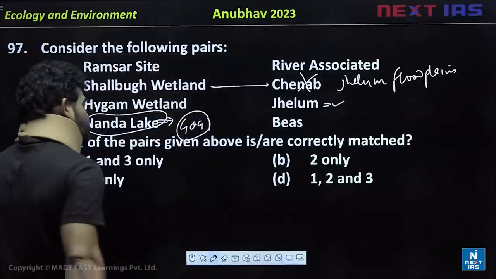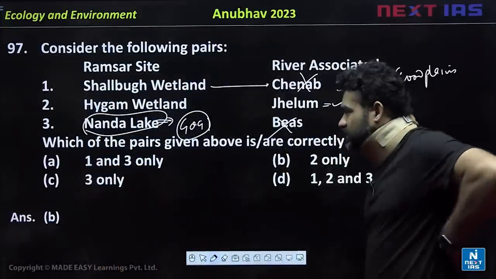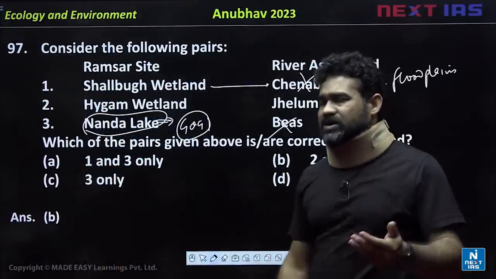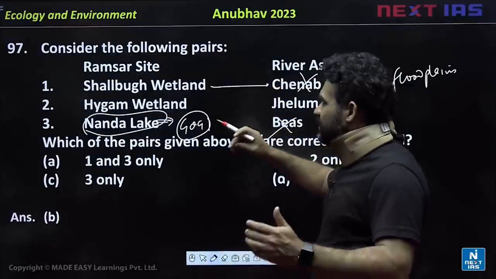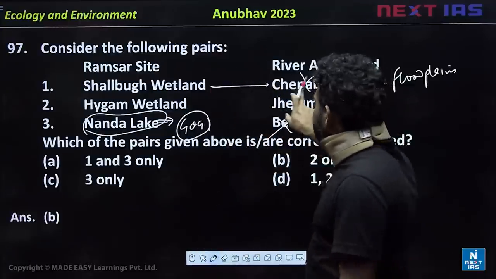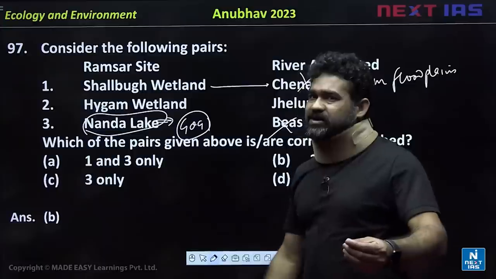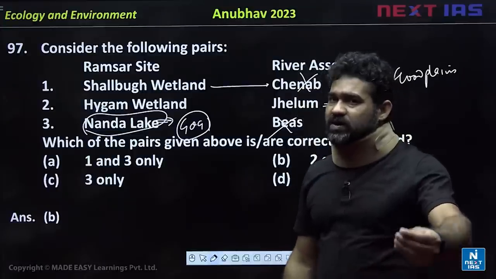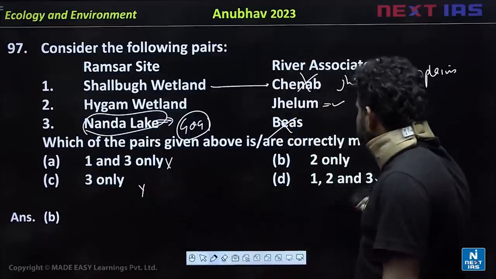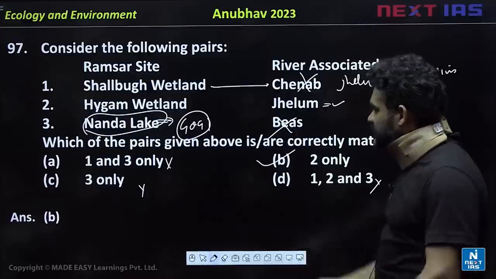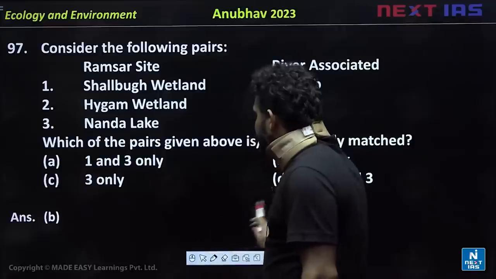So this is Goa. If you remember from that Ramsar site list, you can easily understand that obviously the Beas cannot be over there. The Zuari River is there, so the Beas cannot be there. Sometimes you have difficulty in exactly pinpointing the Shalbug with respect to this. Sometimes these kinds of questions come in the examination. Now this is a very easy part, Nanda wetland, that is Goa, the Ramsar site. So three is incorrect. Obviously the answer remains B. That is how the question many times comes in the real UPSC examination also.